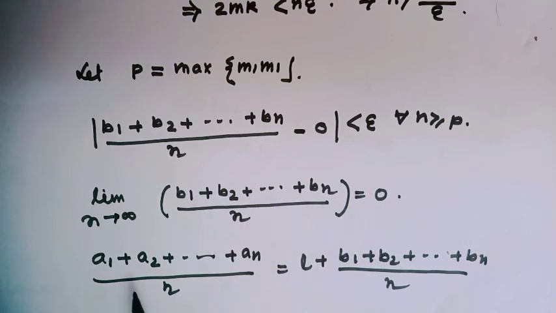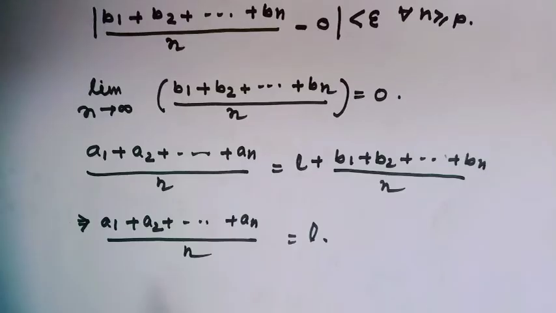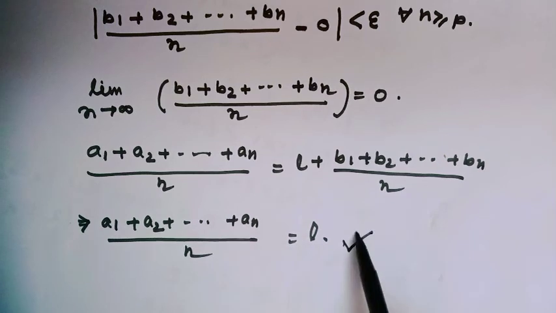And since (a1 plus a2 up to an) over n equals l plus (b1 plus b2 up to bn) over n, and this last term is 0, that implies (a1 plus a2 up to an) over n equals l. Okay? And this is our proof.